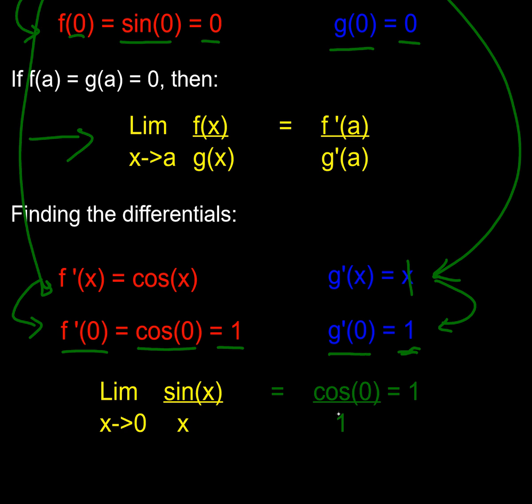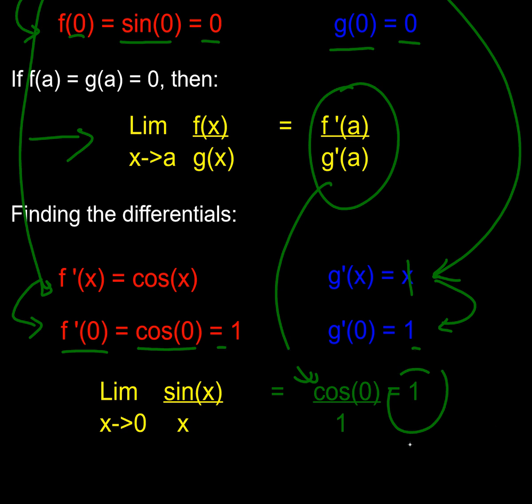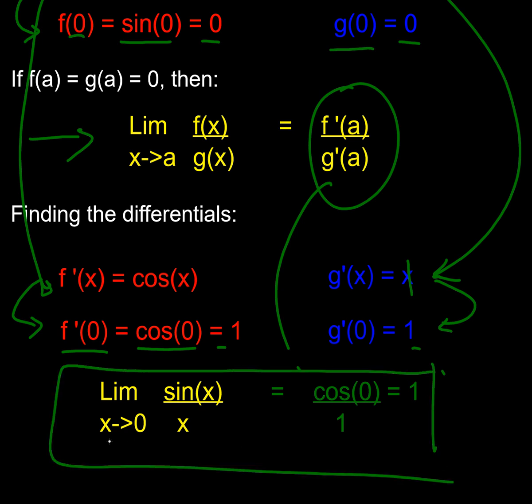So what have I got? Well, I've got the differentials here. I've got cos of 0 over 1, which is 1. So what's that tell me? I've just proved that the limit of sine of x over x, as x tends to 0, is 1.